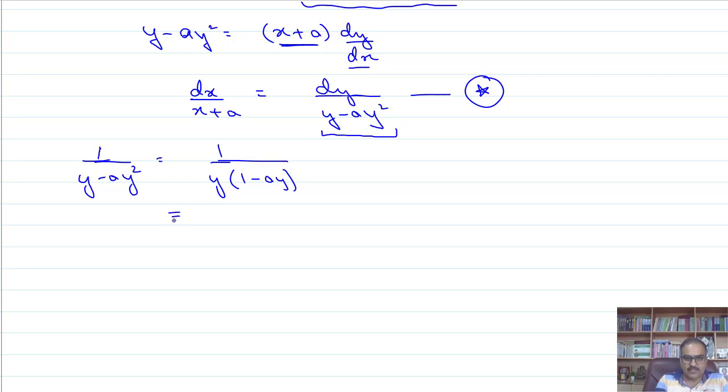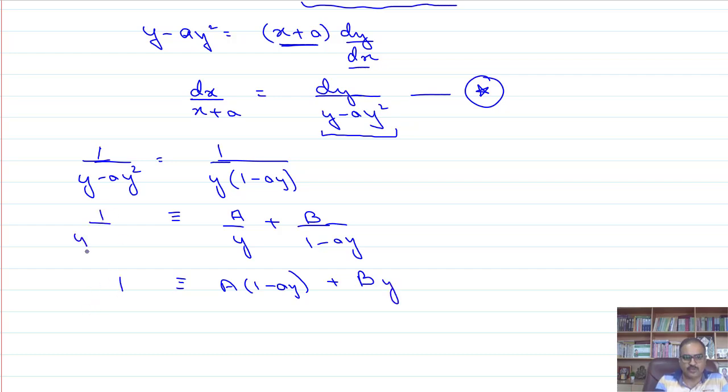That is equivalent to A upon y plus B over (1 minus a y). Taking LCM, it will be 1 equals A times (1 minus a y) plus B y. And it will be an identity, because when I take the LCM here, they will cancel.